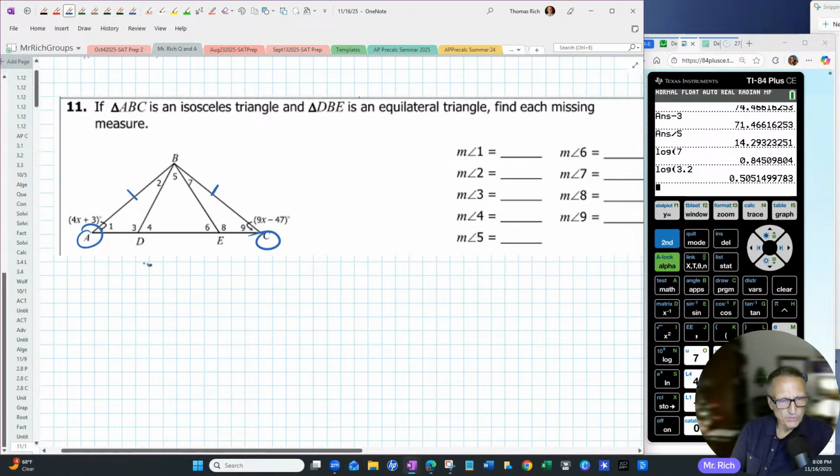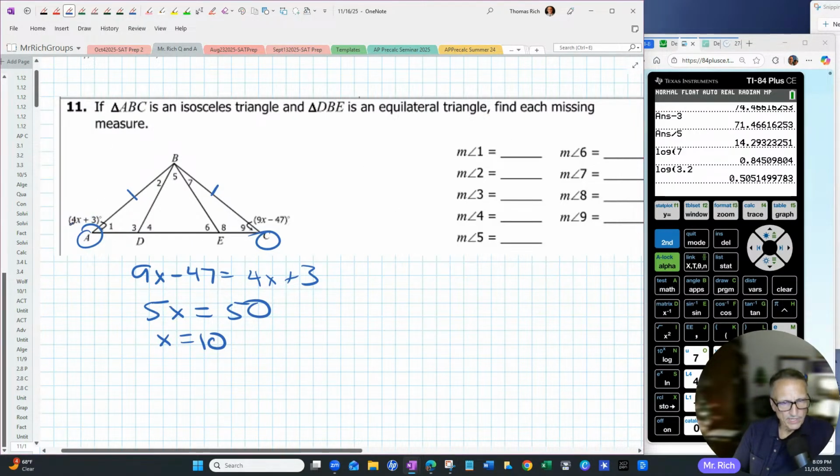So it looks like what we're going to do is start off by making an equation. 9x minus 47 for angle C has to be equal to 4x plus 3. We'll subtract 4x on both sides, and we'll add 47 on both sides, and that gives us x is equal to 10, which allows us then to find the measurement of angles A and C. If x is 10, you can see that that's going to make angle 1, which is angle A, a 43-degree angle. And then angle 9 is 43. And then you're kind of off and running at that point.